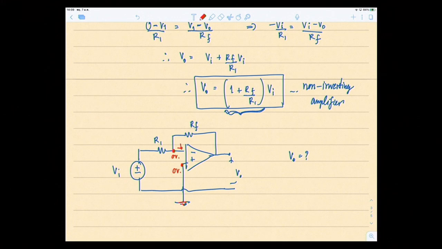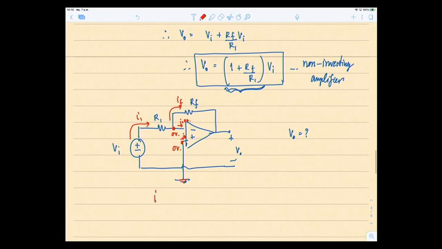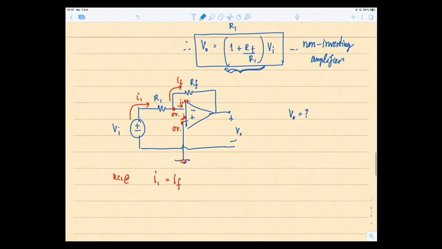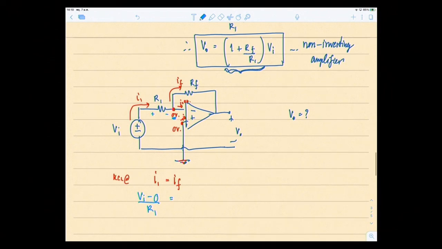Current cannot go in, so I equals 0 amp. Current comes out from the source, I1, comes to this junction, and cannot go in because of that first ideal characteristic, so everything goes up here, called IF. Again, we can write KCL at that node: I1 equal to IF. I1 is the potential across R1, which is V input minus 0, because we established that this is 0 volt, divided by R1, equal to IF.